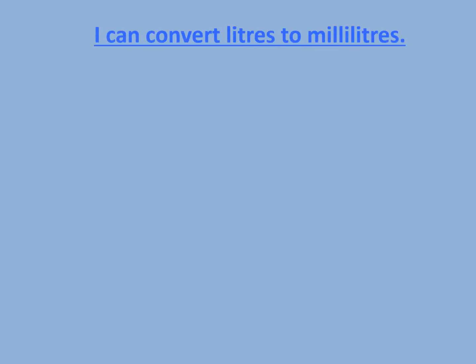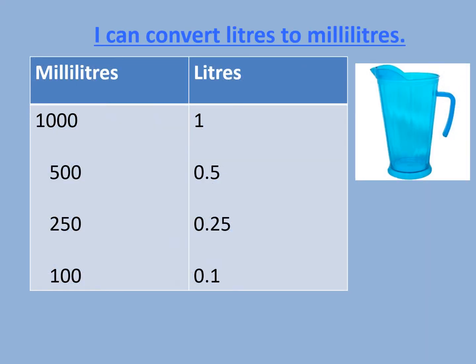In this slide, we are going to look at how to convert milliliters to liters. Like we already know, 1000 milliliters equals to how many liters? 1 liter. Okay, now to get the conversion of 500 milliliters to liters, what are we going to do? We'll divide 500 by 1000.